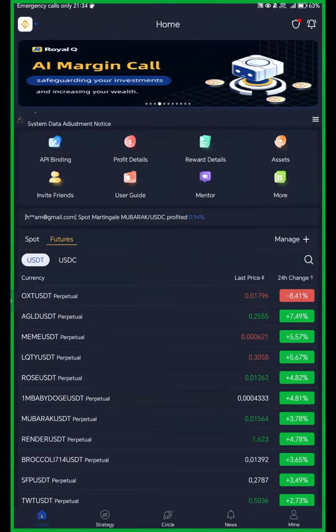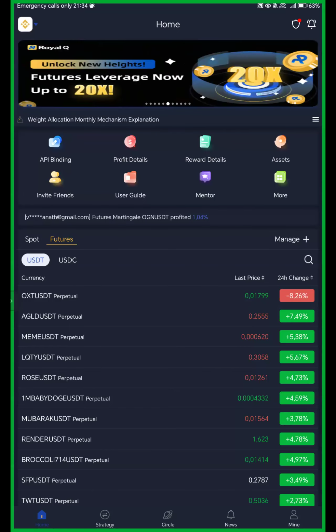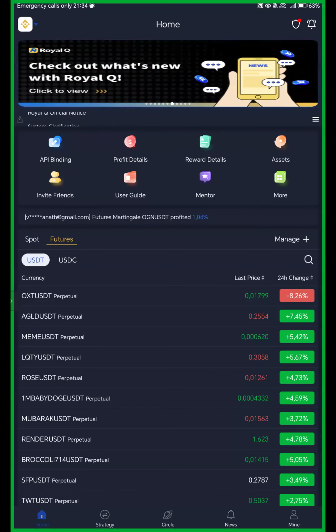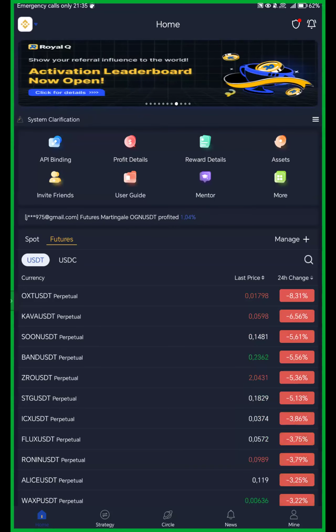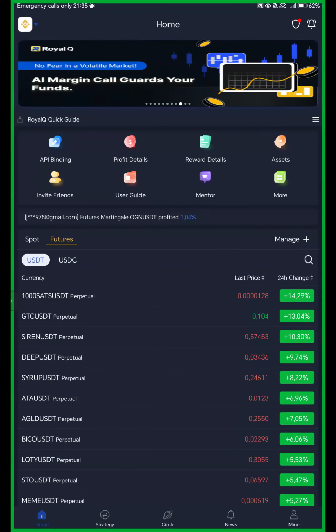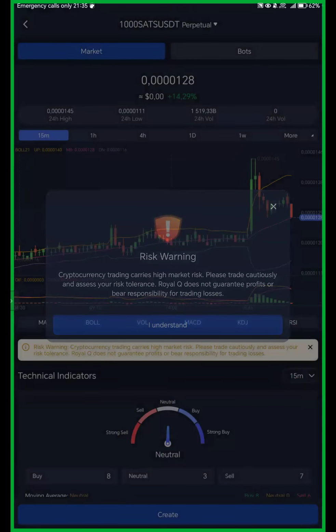So I want to set the Royal Q robot to buy a futures coin for me, to make an entry for me in the futures market. But I want to use the MACD indicator. So what should I do? I'm gonna come here, for example, let me look for a coin that is doing well, 1000SWORD according to Royal Q. Then I tap on this one.